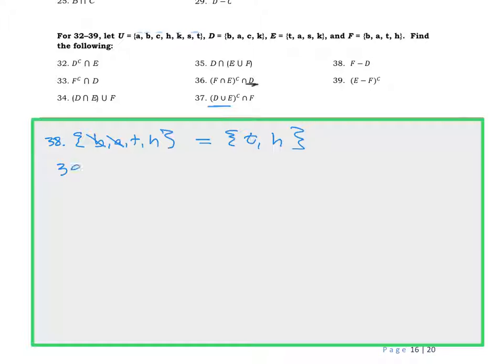And then 39, I want the complement of the difference of E and F. So again, I'm going to start off with the elements in E: T, A, S, K. And I am going to take away anything that was in set F. So A, T, and then we're left with S, K, but please remember I want the complement of that. Okay, so if we look at the universal set, I don't want the S and the K, but I want everything else. So we're left with A, B, C, H, and T.